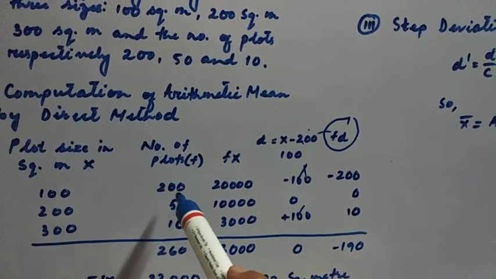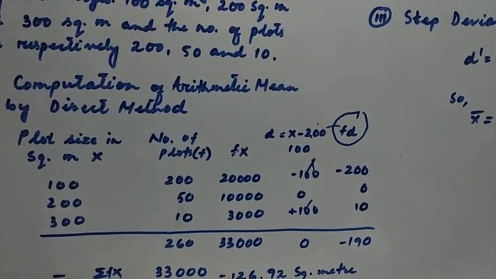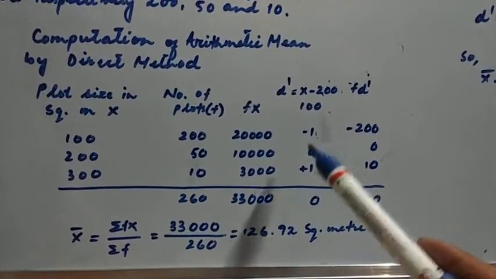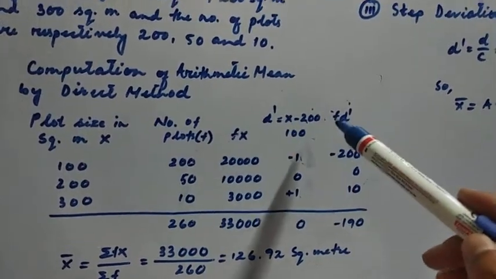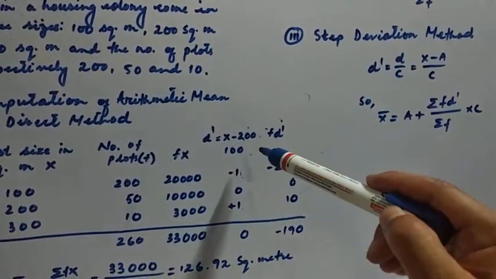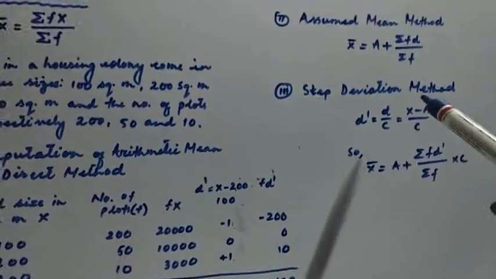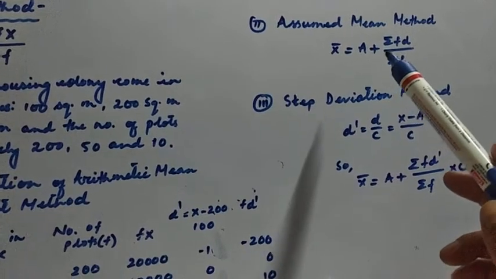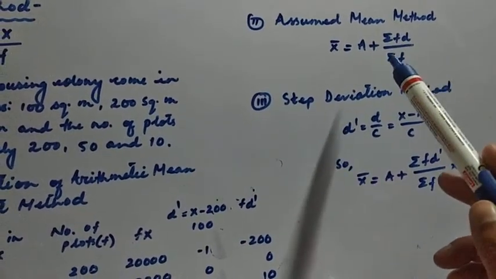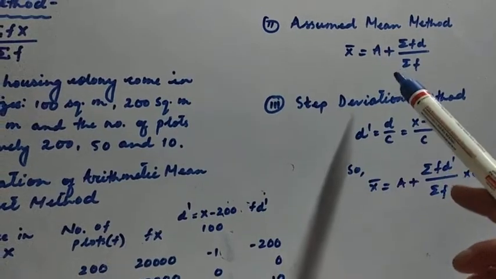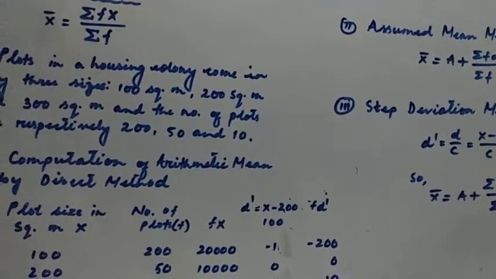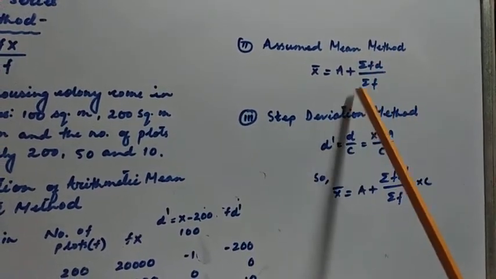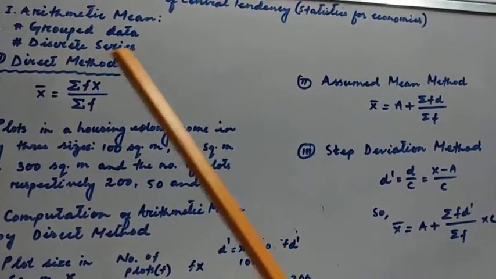Again, allow me to correct myself. I think your table is correct, because this d dash and fd dash is there in the table for the step deviation method. So in short, for assume mean method, you have to find out the summation fd and summation f, and a is the assumed mean. We have already discussed how to find summation fd and summation f even in the ungrouped data.